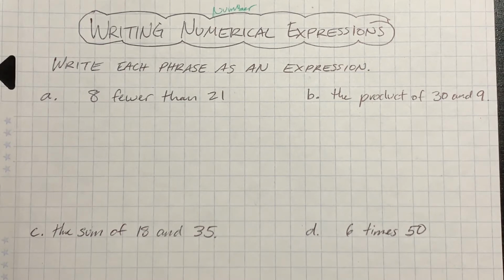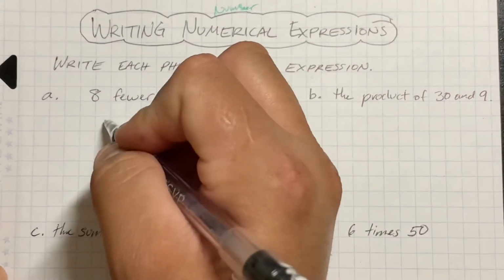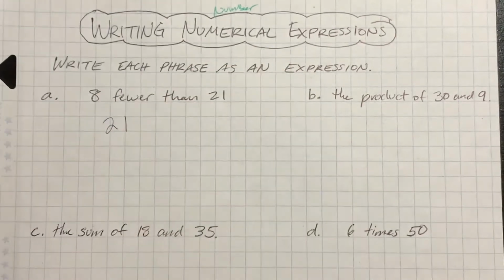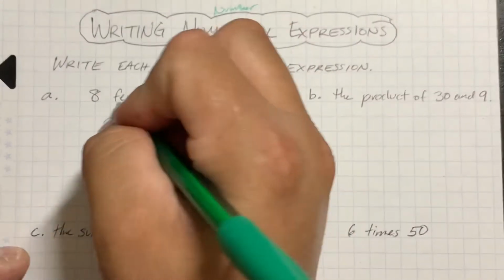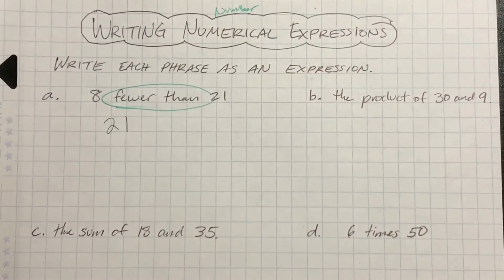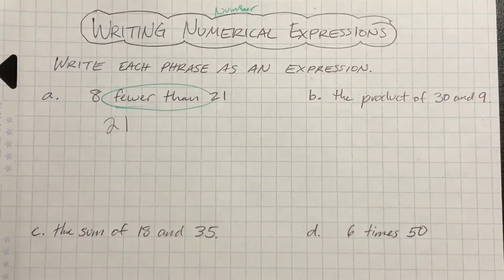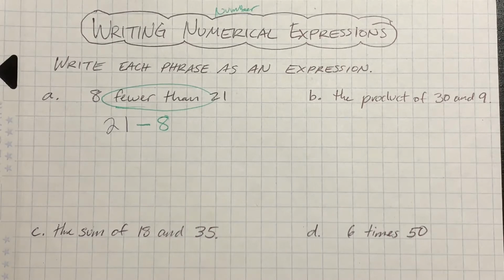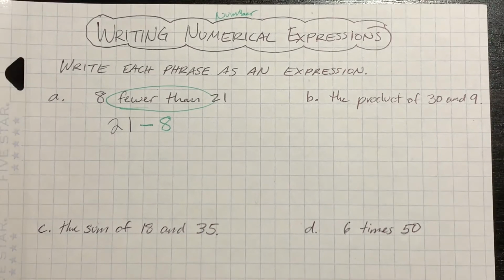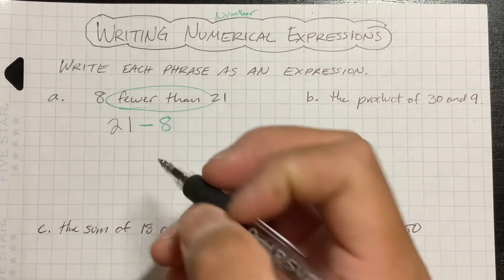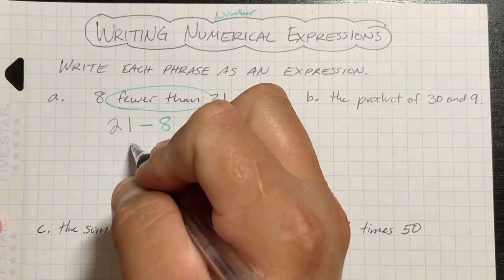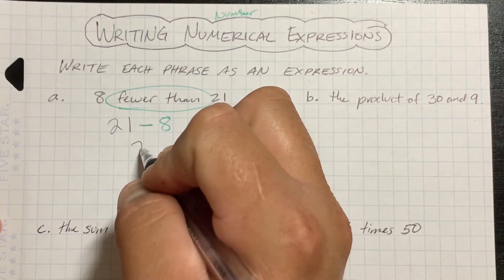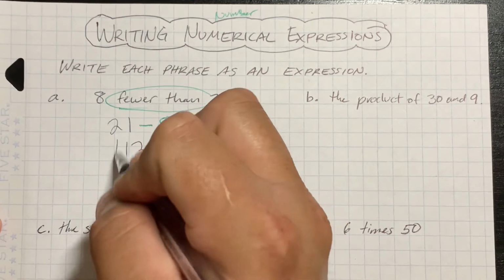8 fewer than 21. So again, we have 21, and we have 8 fewer than. Fewer than tells us to subtract. So 8 fewer than 21 would be 21 take away 8. The difference would be 13.